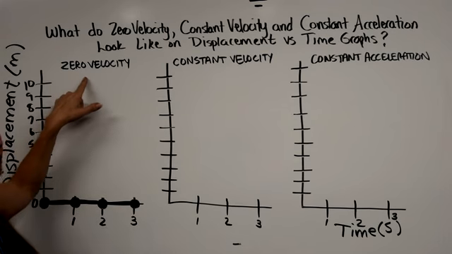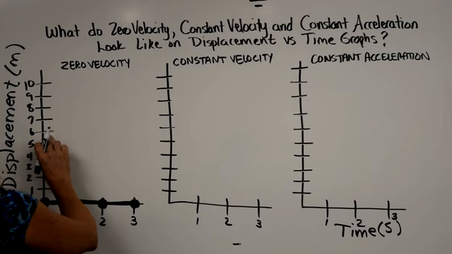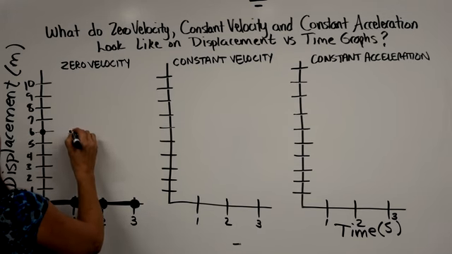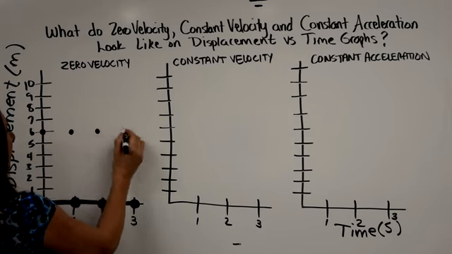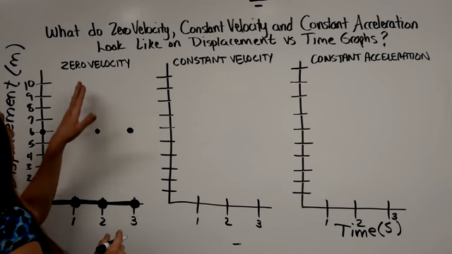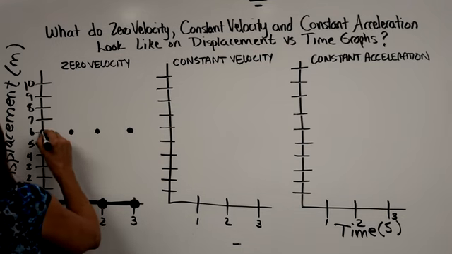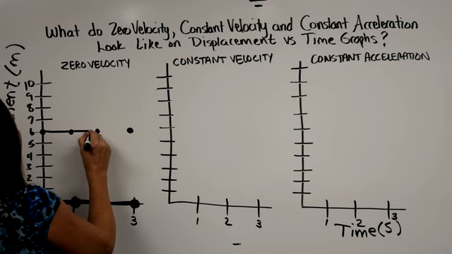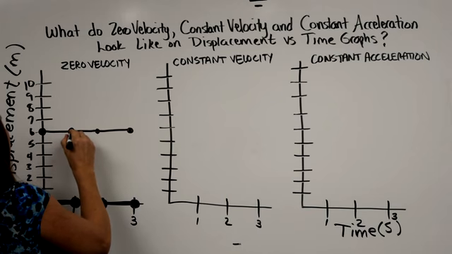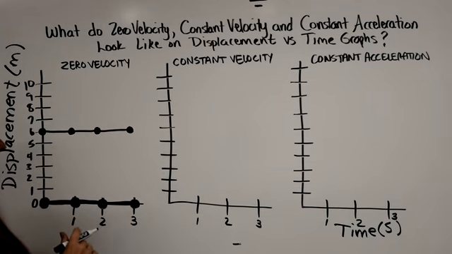Now, keep in mind that with zero velocity, the person could be standing, for example, let's say at 6. He's standing at 6, he's still standing at 6. I want you to remember that zero velocity on a displacement time graph does not have to be at 0. The person could be standing someplace else as long as they're not moving. He's not leaving this 6 meter mark.